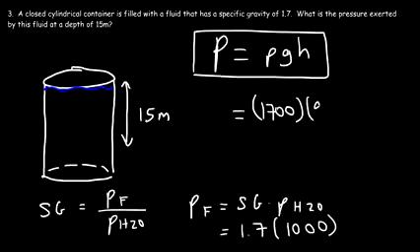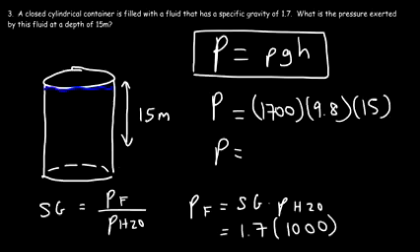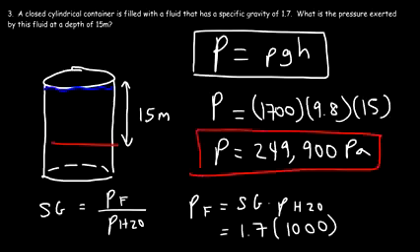Now we have the gravitational acceleration, and the depth is 15 meters. So it's 1700 times 9.8 times 15. So the pressure exerted by this fluid at a point where it's 15 meters deep is 249,900 pascals. And if you divide that by 1,000, you could say it's about 249.9 kilopascals.